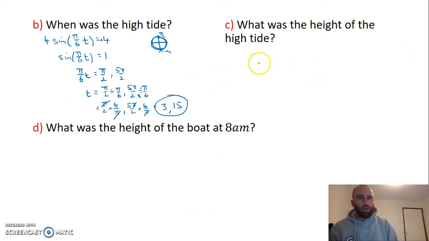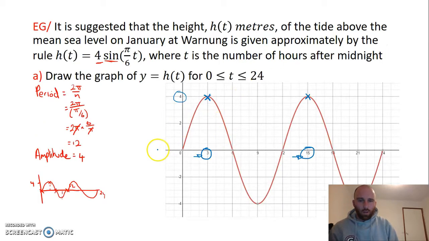What was the height of the high tide? This is actually pretty full. This is just 4 meters above the mean height. Okay, what I mean by the mean height, I mean where is it symmetrical? Where's our line of symmetry?